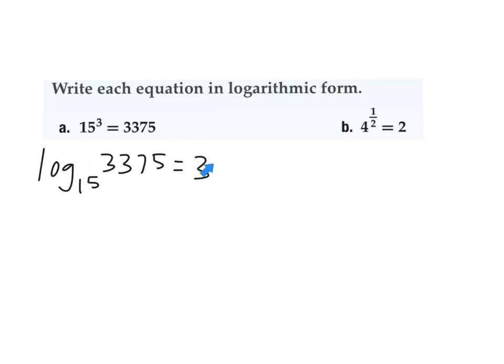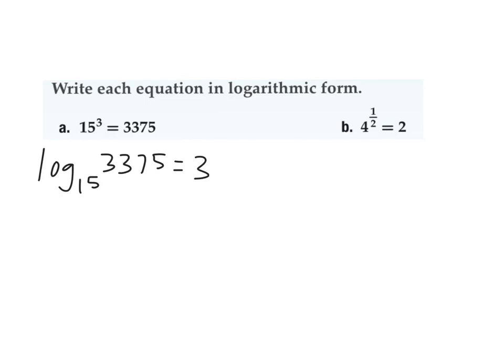The power will become the number on the opposite side of the equal sign. How many had that one right? Okay, and for some of what you're doing today, that's all you're doing, is getting used to writing it in logarithmic form or exponential form, depending on which way they give it to you.